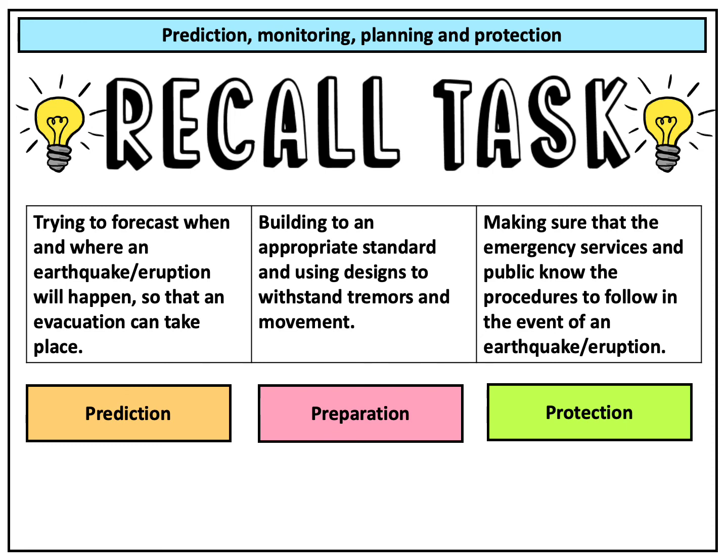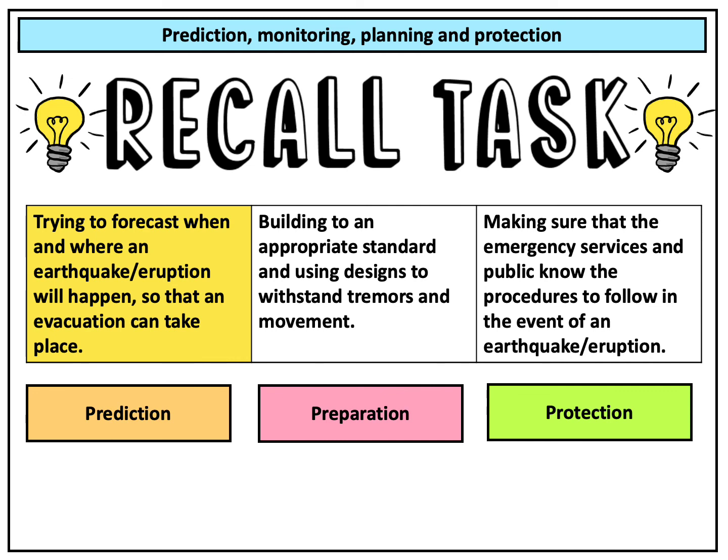So the first one, trying to forecast when and where an earthquake or eruption will happen so that an evacuation can take place. That is prediction. So if you can forecast when something is going to happen, you are predicting when it is going to happen. And that will then allow you to help people as a result. So people try to predict, although what we know is that earthquakes can be very, very difficult to predict.